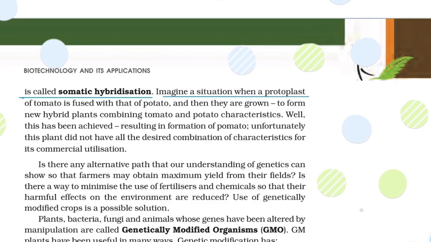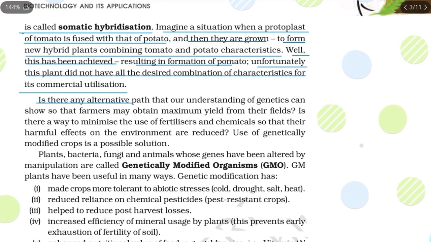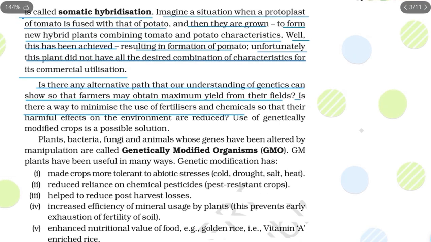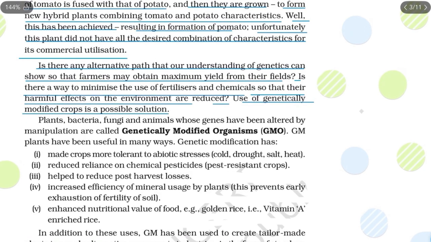Imagine a situation when a protoplast of tomato is fused with that of potato, and then they are grown to form a new hybrid plant combining tomato and potato characteristics. Well, this has been achieved, resulting in the formation of pomato. Unfortunately, this plant did not have any desired combination of characteristics for its commercial utilization. Is there any alternative path that our understanding of genetics can show so that farmers may obtain maximum yield for their fields? Is there a way to minimize the use of fertilizers and chemicals so that their harmful effects in the environment are reduced? Use of genetically modified crops is a possible solution.